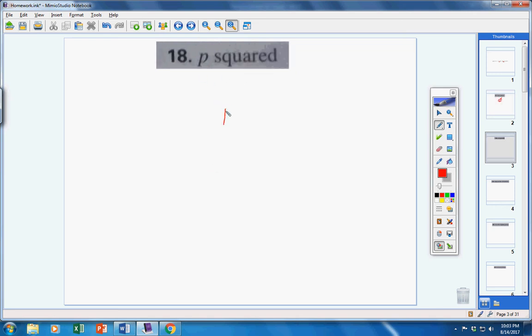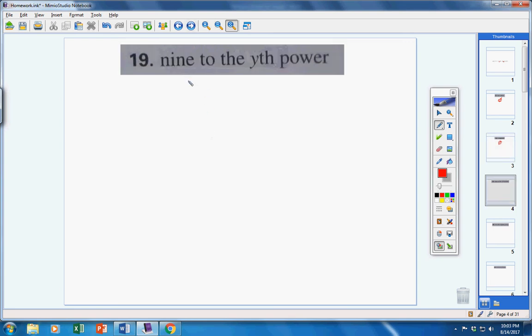P squared, or in other words, p to the second power. Number 19, 9 to the y-th power. That just simply means put a 9 and then put a y for your exponent. Nothing tricky, nothing difficult, very simple. If it said 9 to the 5th power, you would put a 9 and then a 5 for your exponent. It says 9 to the y-th power, so it's y for your exponent.